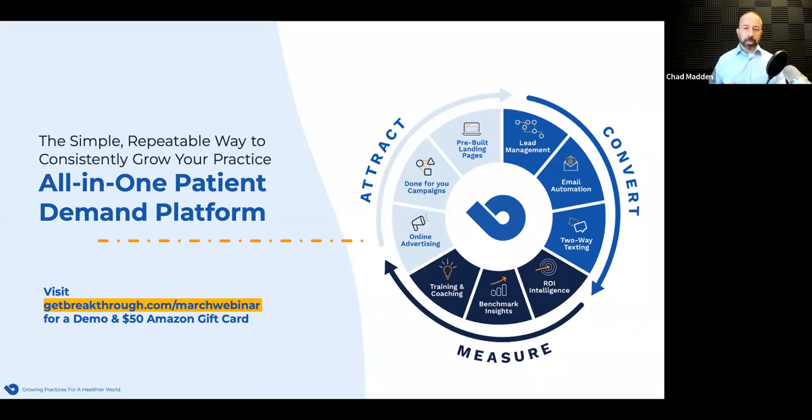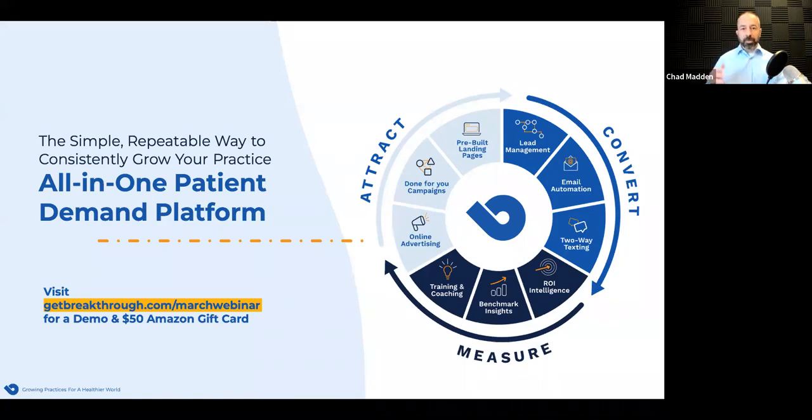So the first place that we're going to start is in the attraction. What Robin shared with you here today was a lot of information around how to attract patients consistently on YouTube and Google with their ad platforms. So we have the online advertising, done for you campaigns, and the pre-built landing pages that drive to a specific call to action, a specific pathway over to that paid plan of care, that paying patient.